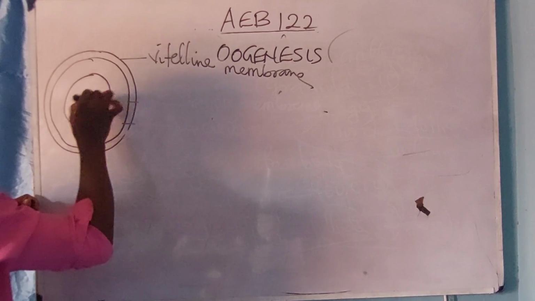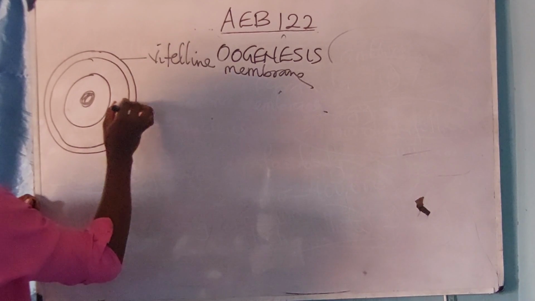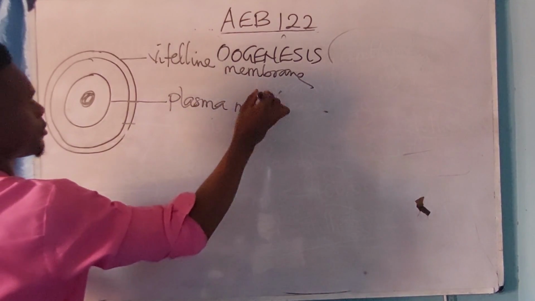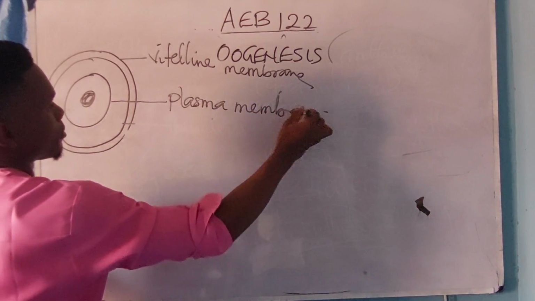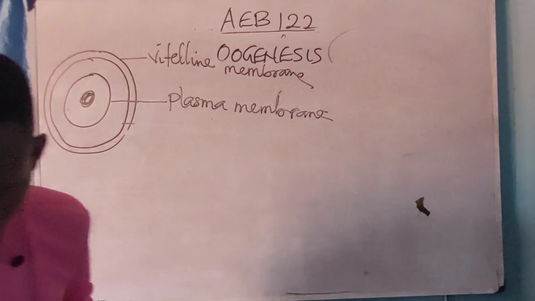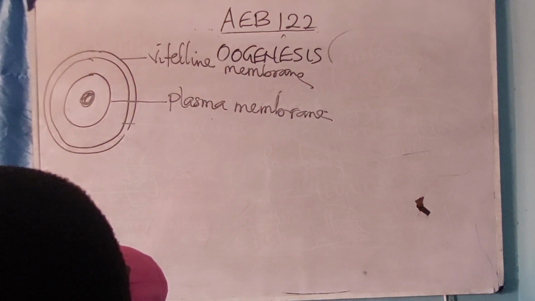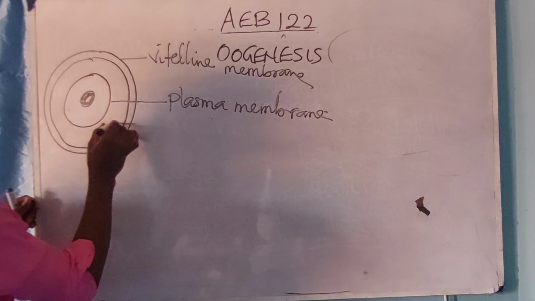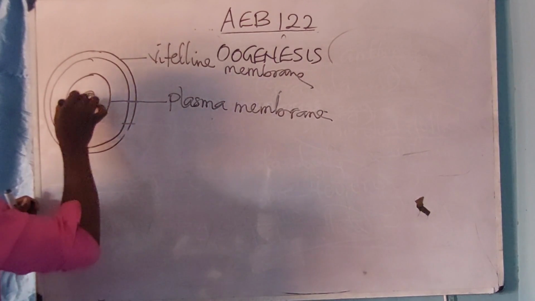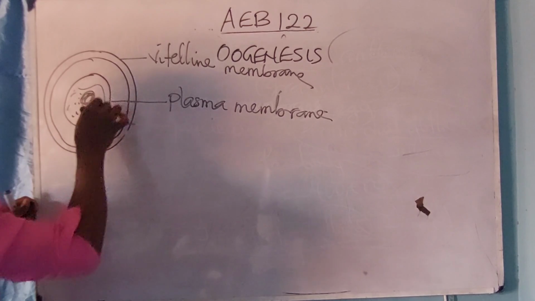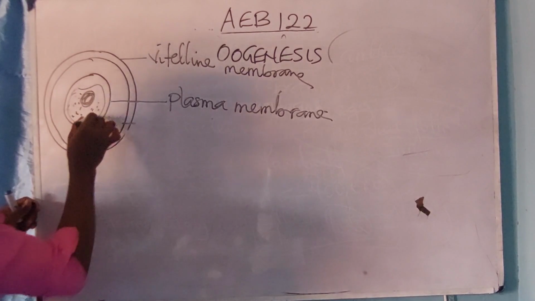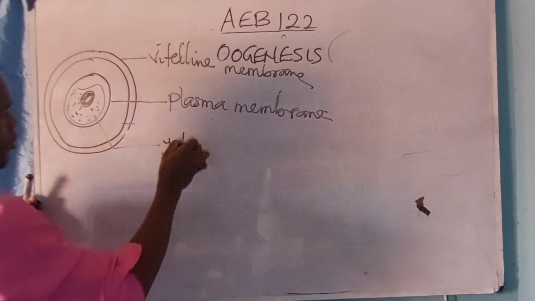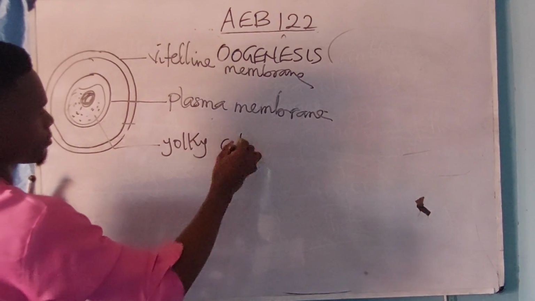So we have vitelline membrane, plasma membrane. I need to get a marker. Now this part where you have more of this yolk, let me just do it like this. It's called yolky bud. It's called yolky cytoplasm.